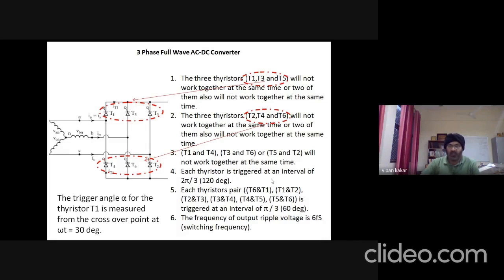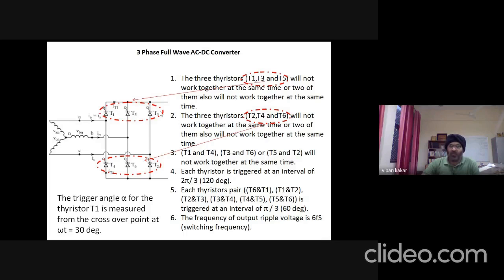Okay, so how about the working? First of all, the conditions. This is the upper group of thyristors, and then the lower group of thyristors. The upper group has T1, T3, and T5. The condition is that they should not work together at the same time, otherwise a short circuit will happen.